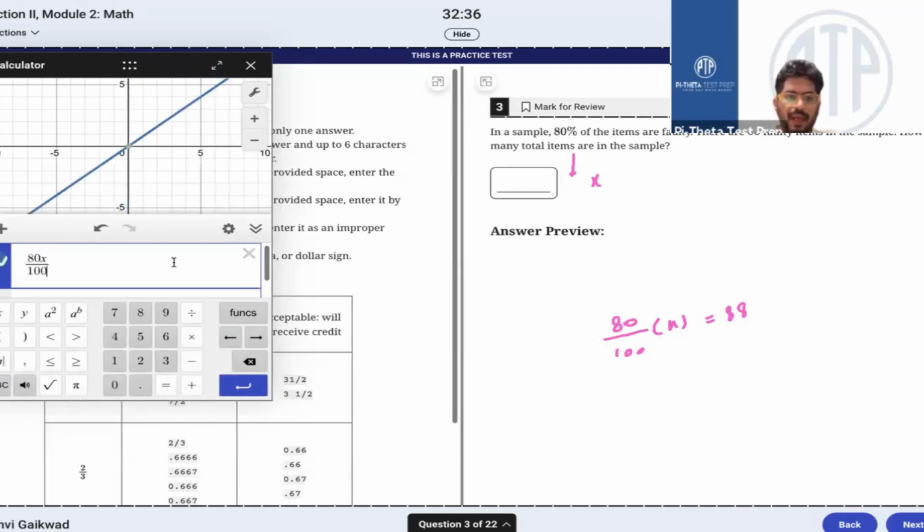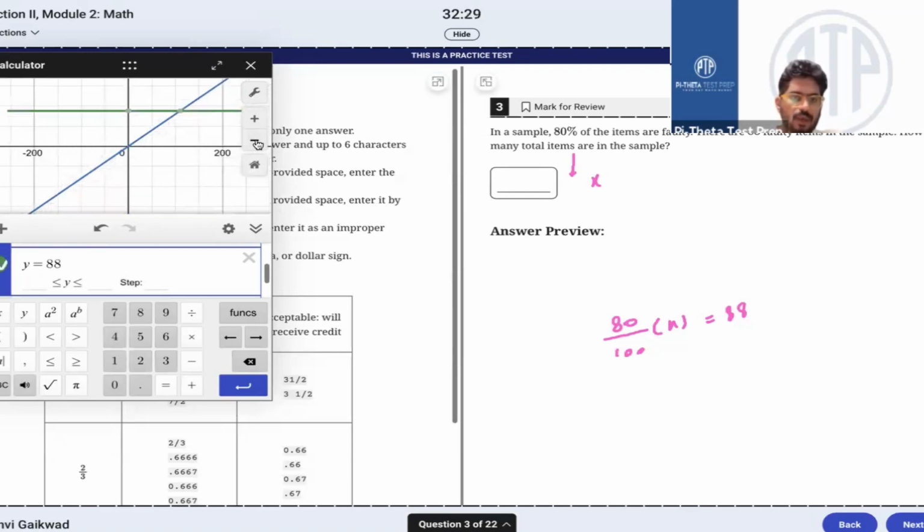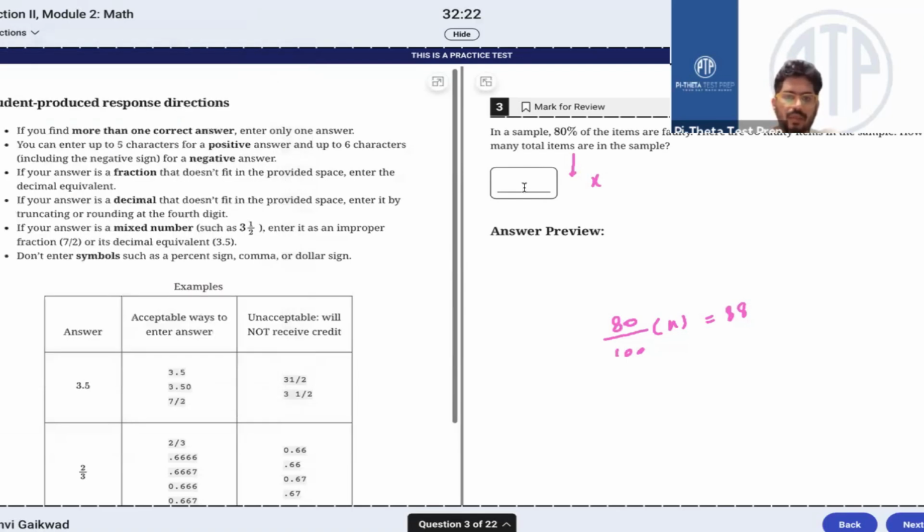So I can drop in y equals 88, and you can see the point of intersection where they cross. This is your answer, the value of x is 110. Just take a note of this. Okay, our answer is 110 here. Going to the next question.